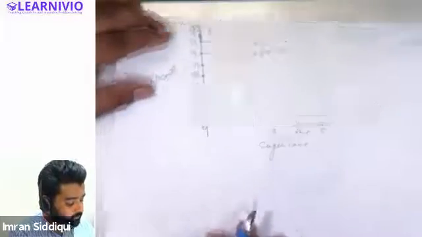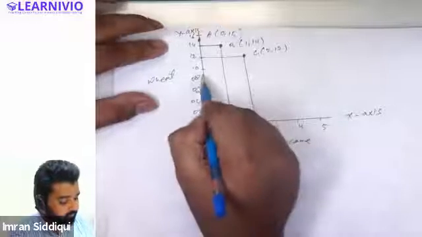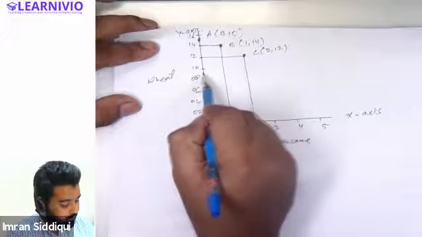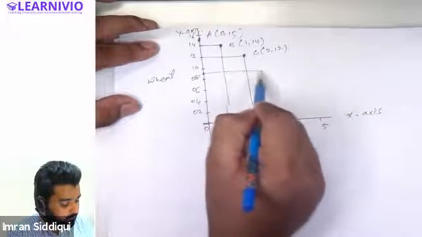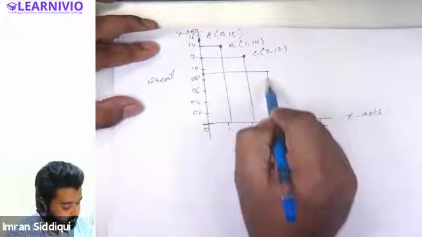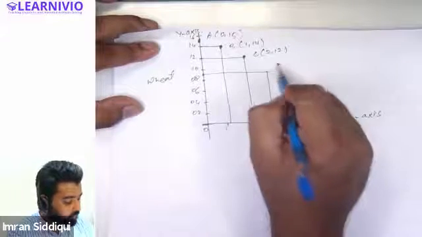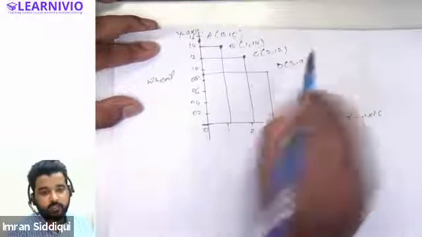Then combination D is 3 and 9. 9 will be somewhere after 8. Suppose 9 will fall here, and we can draw this combination like this: 3 and 9, combination D.